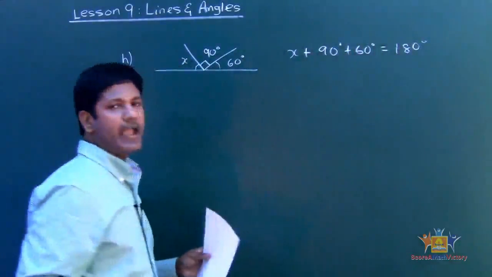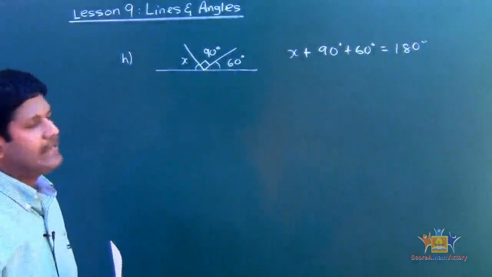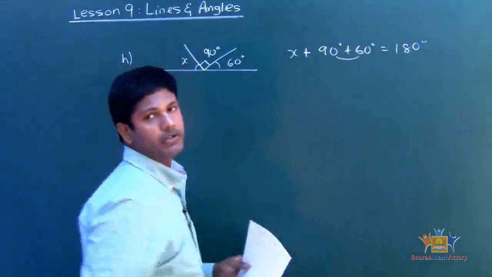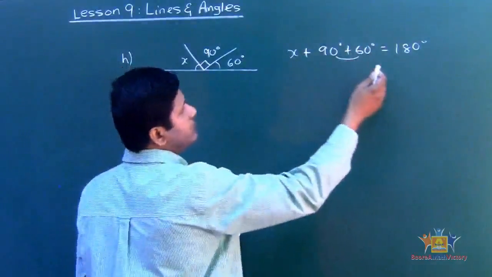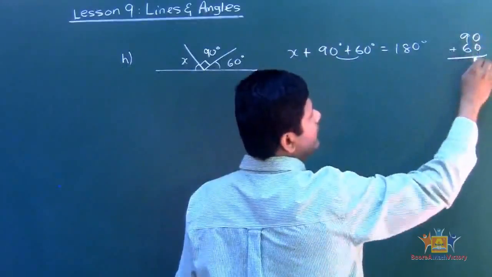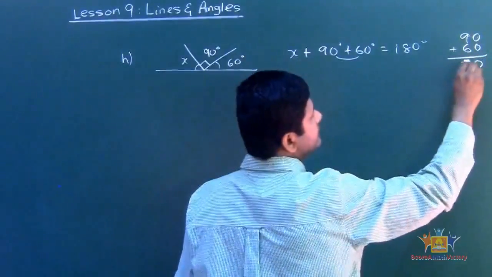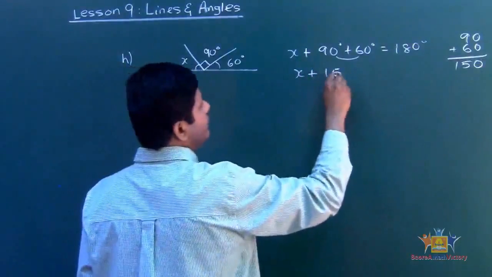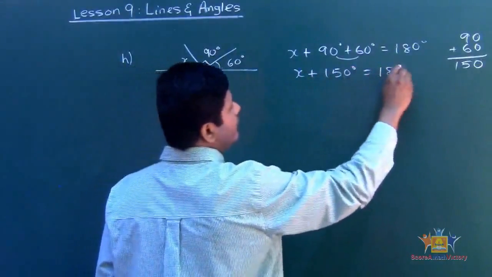And I'm looking for x. That means 90 and 60 have got to go. It's best to add them first before I cross the bridge. Easier, okay? So let's do that. 90 plus 60: 0 plus 0 is 0, 9 plus 6 is 15, okay? So that means x plus 150 degrees equals 180 degrees.